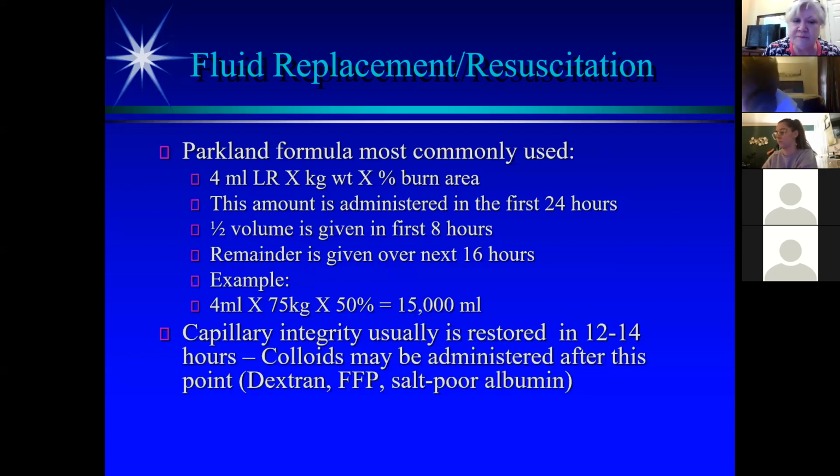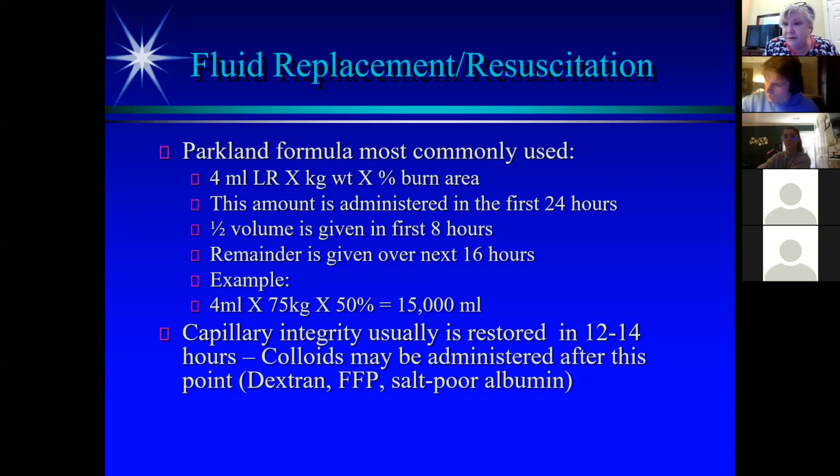Excuse me, they're to get this over the first 24 hours. Half is given over the first 8 hours. Yes, over the first 8 hours. You're going to give 7,500 over the first 8 hours. Okay? And then the other 7,500 is to be given over the next 16 hours. So it slows down a little bit after the first 8 hours because already the capillary beds are going to slow down and they're going to start to be repaired. It repairs over the first 24 to 48 hours.